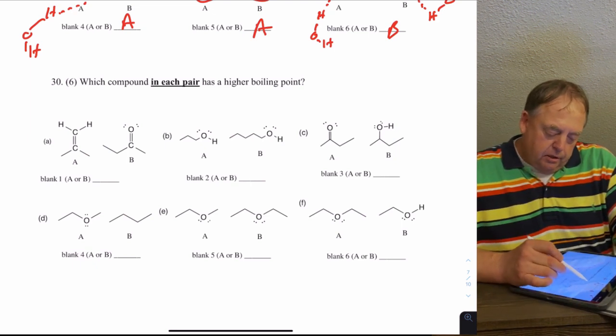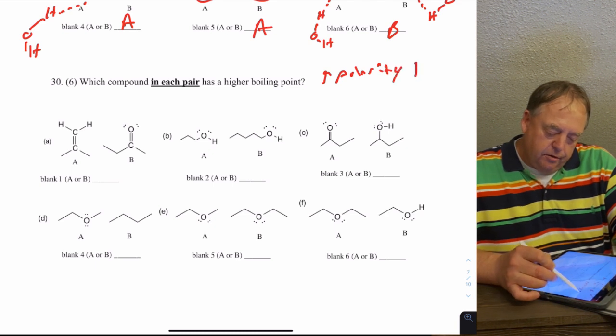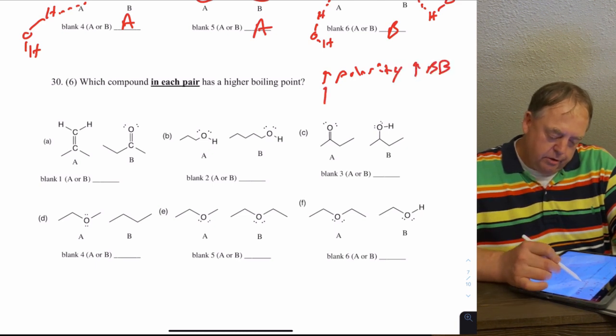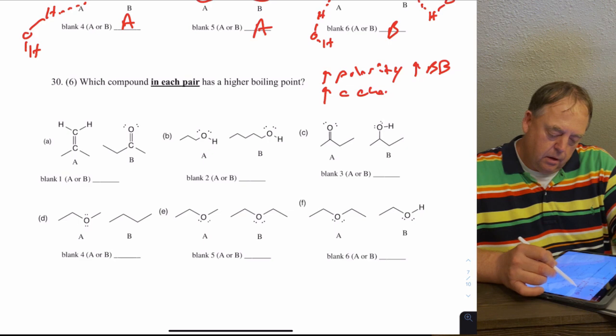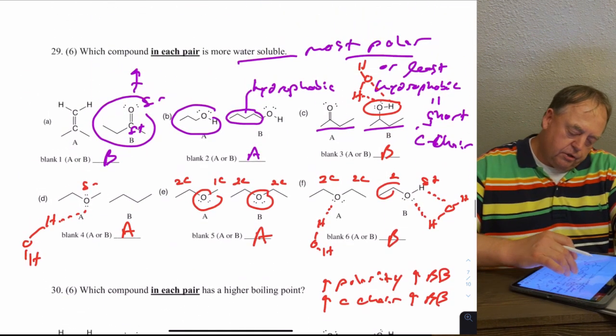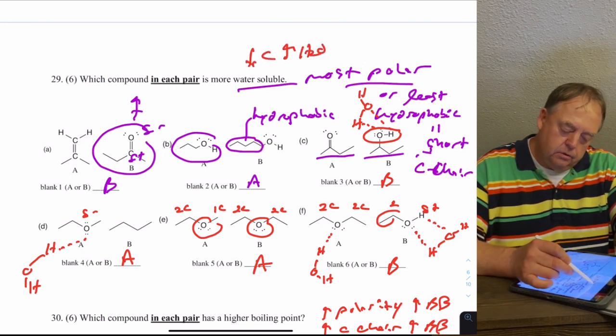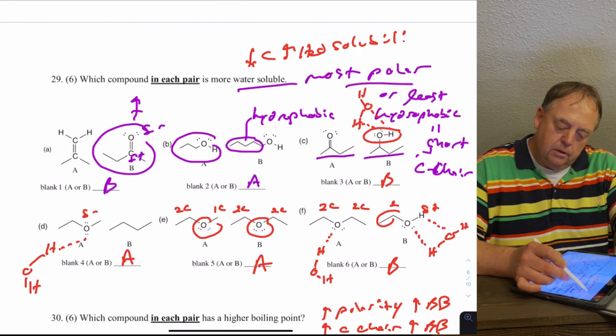Okay, so in terms of boiling point, what you're basically looking at here is that increased polarity increases boiling point, and an increase in carbon chain increases boiling point, right? Whereas for water solubility, a decrease in carbon chain increases H2O solubility.